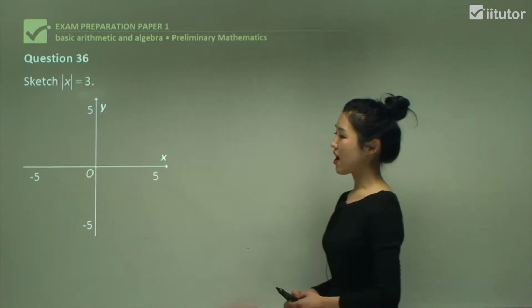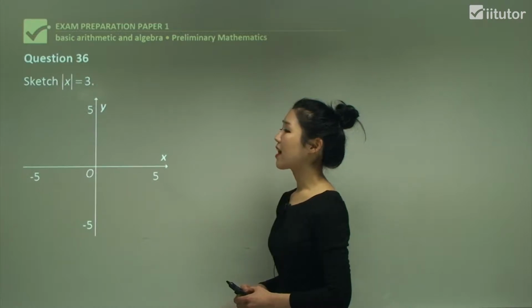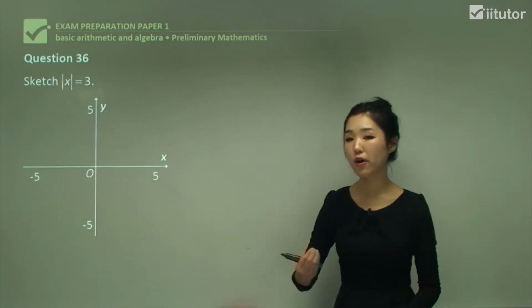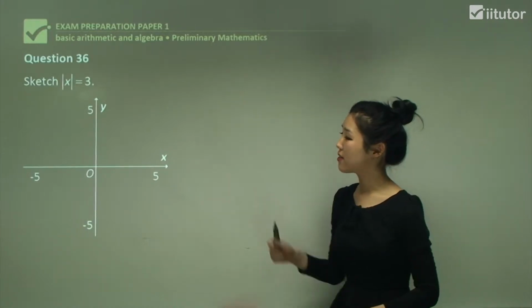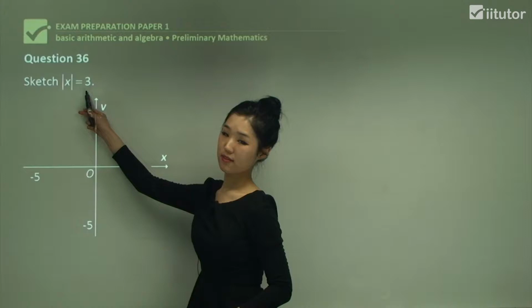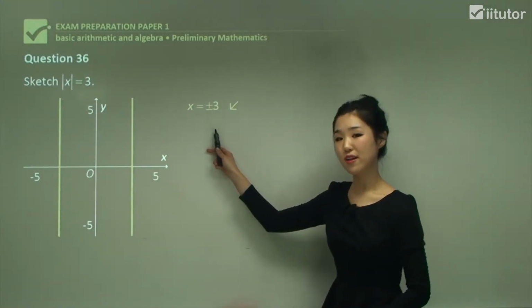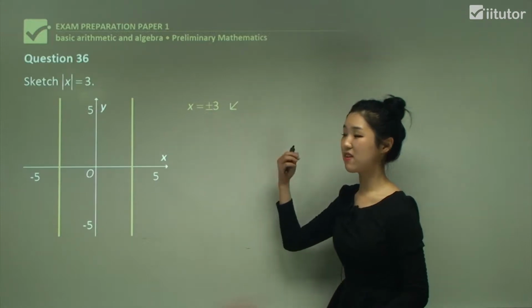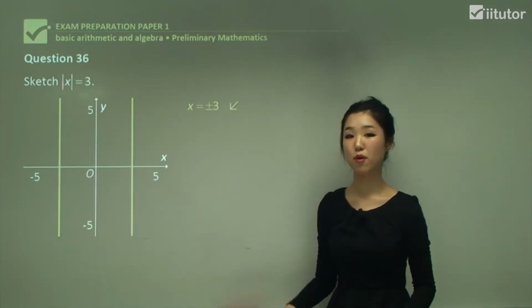36. Sketch absolute value of x equals 3. Okay, now again, absolute bars mean no matter what you put inside, you get an answer as positive. So in this case, I want you to solve the equation for x. You'll see that x is plus or minus 3, because even if x is negative 3, the outcome, no matter what that is, will become positive 3.